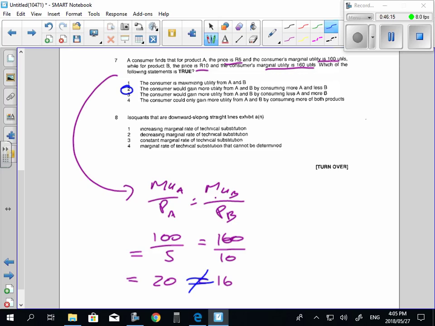All right. Question 8, isoquants that are downward sloping straight lines exhibit constant marginal rate of technical substitution.